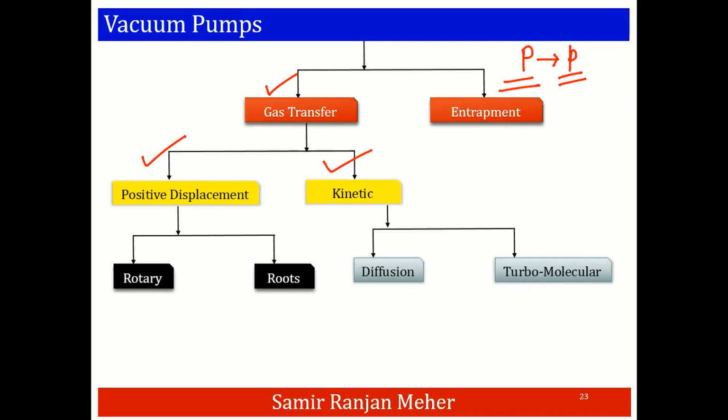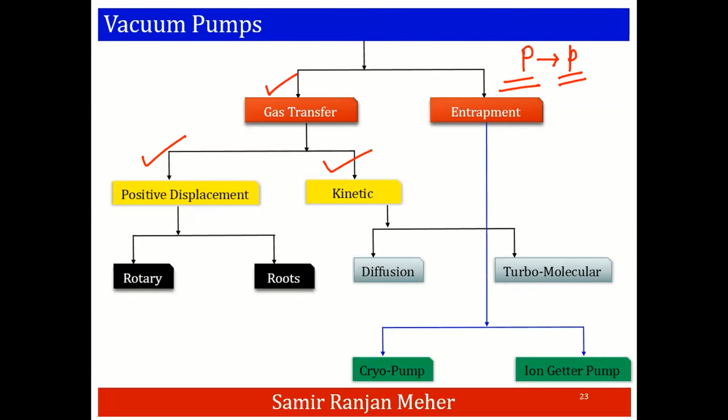The other way is to just freeze the atoms or the molecules so that they stop moving. That is what is called entrapment. Examples are the cryopump and the ion getter pump. So let us briefly discuss these pumps.